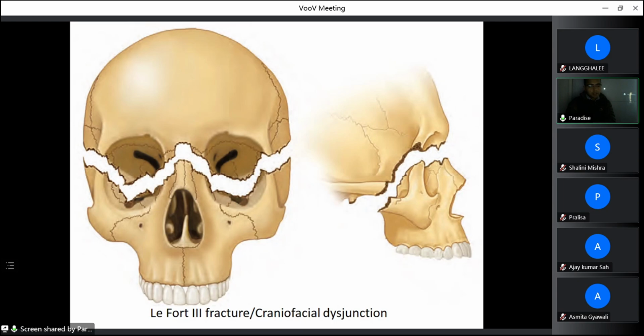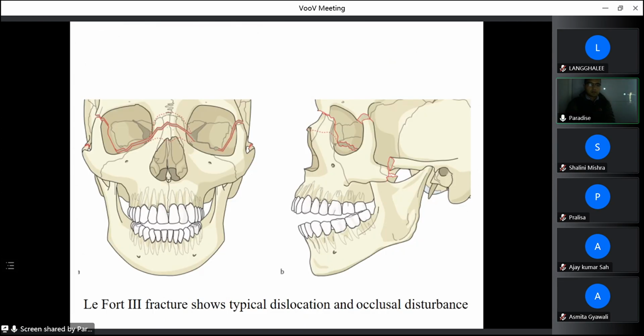Okay. In all the Le Fort 1, 2, and 3 fractures, there will be floating maxilla. Occlusion will be deranged. It shows the Le Fort 3 fractures, so typical dislocation and occlusal disturbances. The fracture line, again, there are variations. Ideally, the fracture line should pass through the frontonasal sutures, but there are some variations. Practically, you will never find the ideal Le Fort 1, 2, or 3 fractures as given by Rene Le Fort.